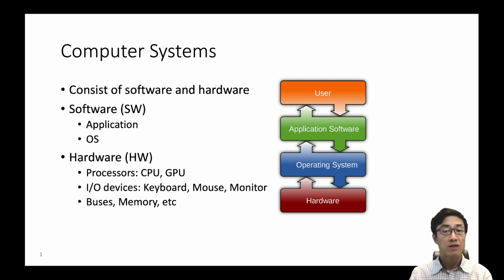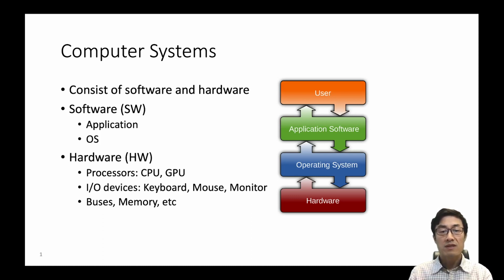Hardware is what makes the physical system, that is, a physical device that we can touch. The processors like CPU and GPU, input and output devices such as a keyboard, mouse, and monitor, and buses and memory are among common and important hardware components.